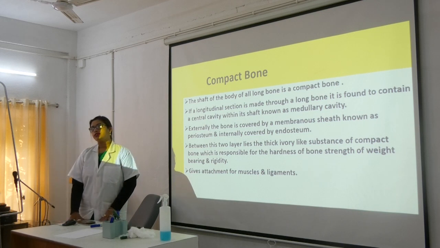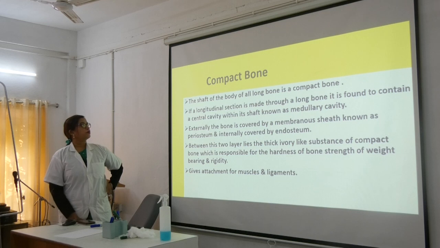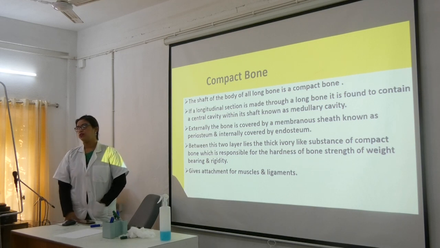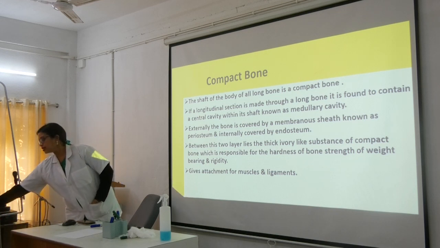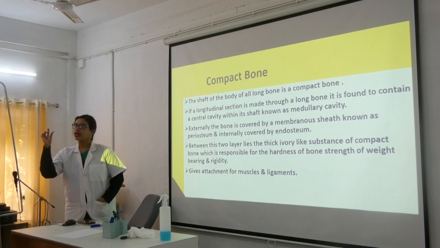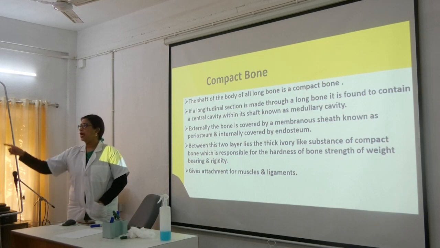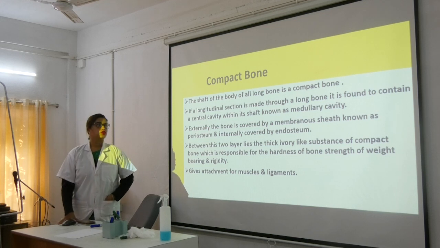So again, what are the characteristics of compact bone? First one is the shaft or body of all long bones, whatever long bone we have. So could you name one miniature long bone? Clavicle is a modified long bone. Metacarpal and metatarsal: these are the metacarpal and metatarsal, right? They look like a long bone, but it is a miniature part. So they are known as miniature long bones, and the modified long bone is the clavicle. So these are the examples.